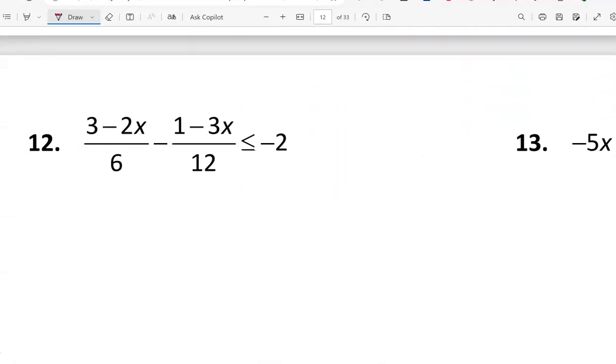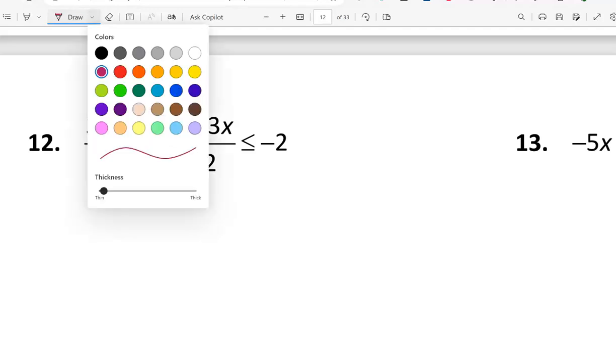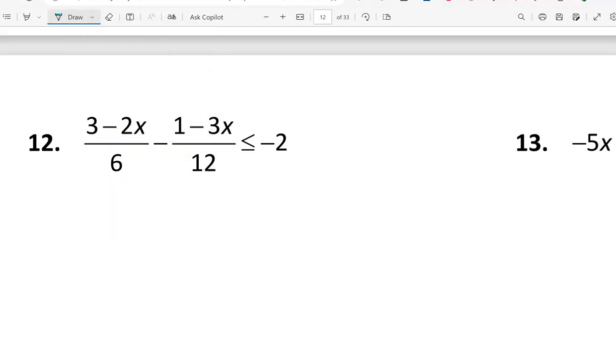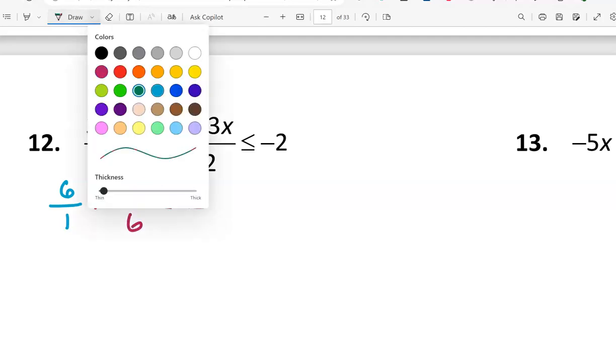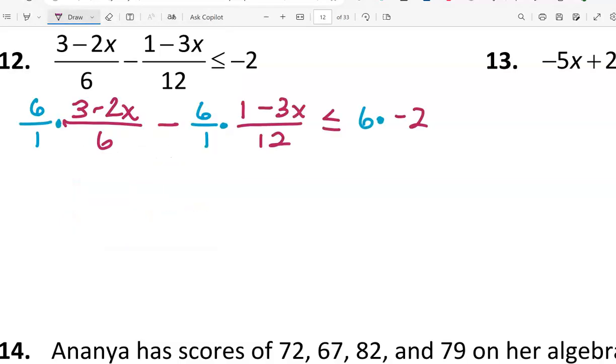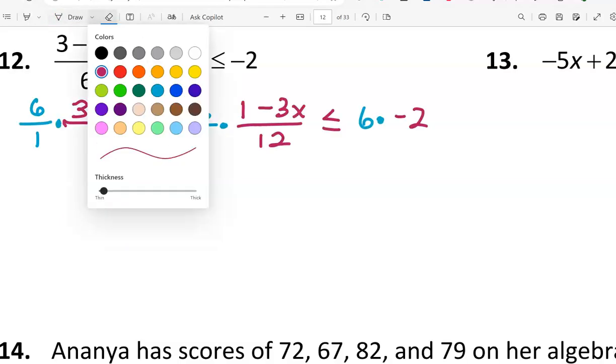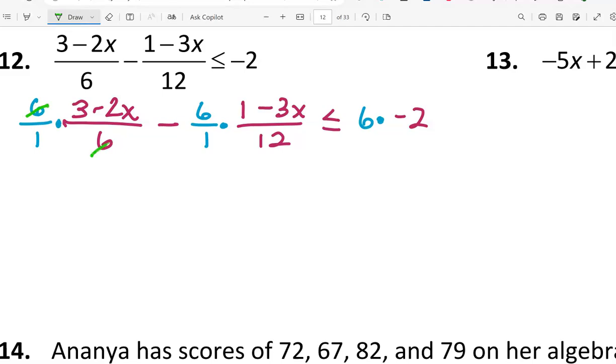Let's move on to number 12. I'm going to multiply each term in this subtraction by 6. When we do so, we can do some canceling of common factors in numerators and denominators.